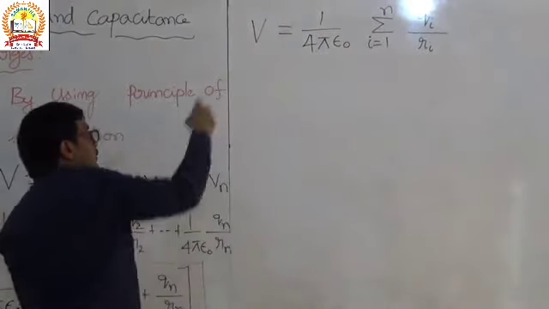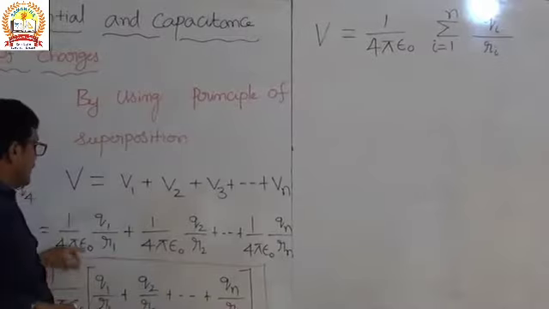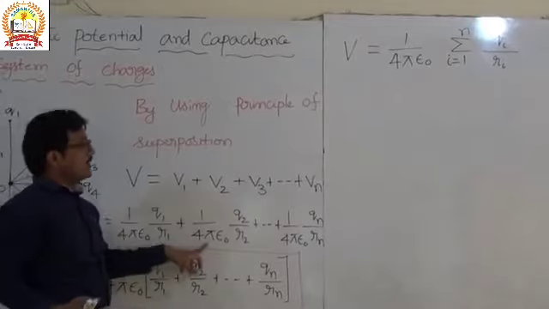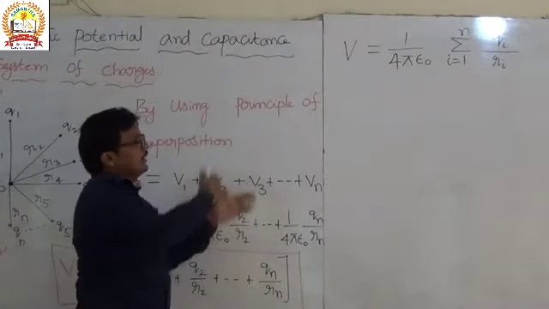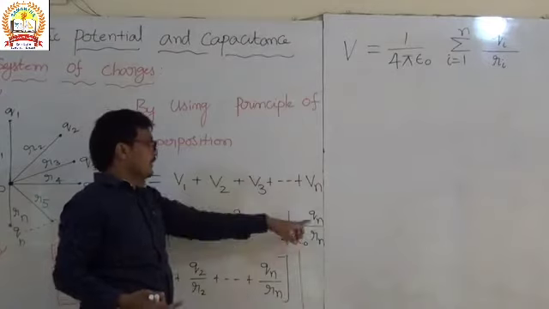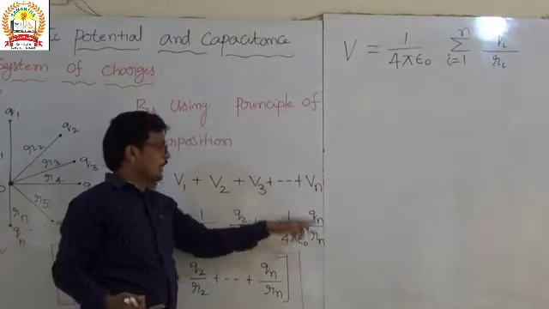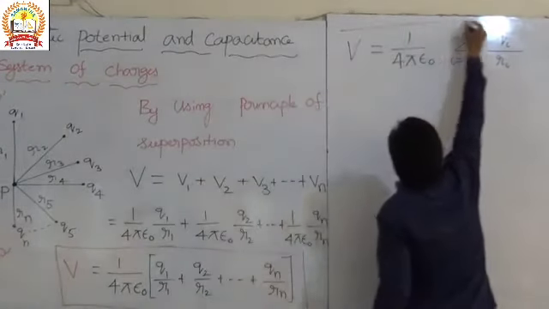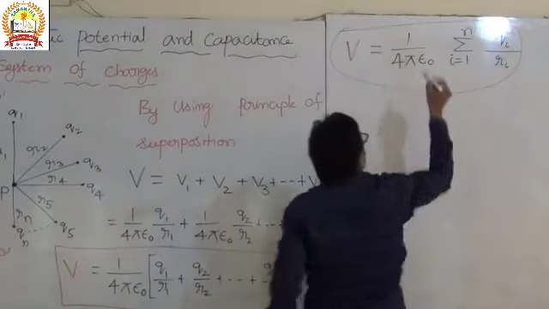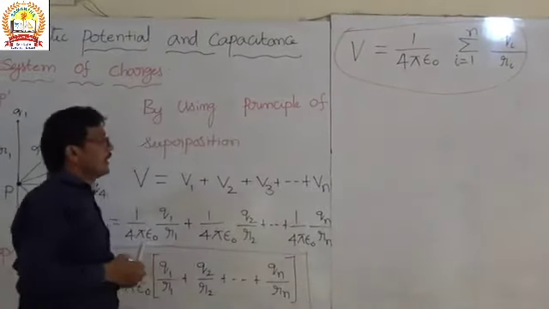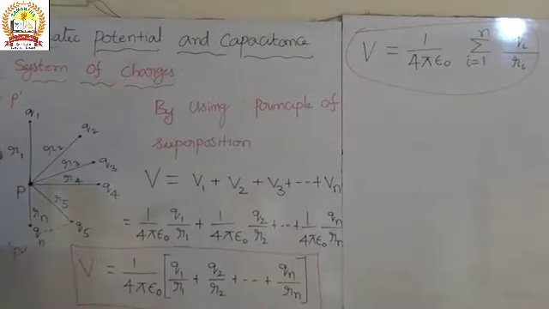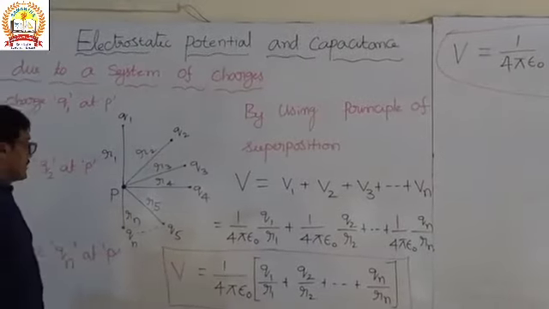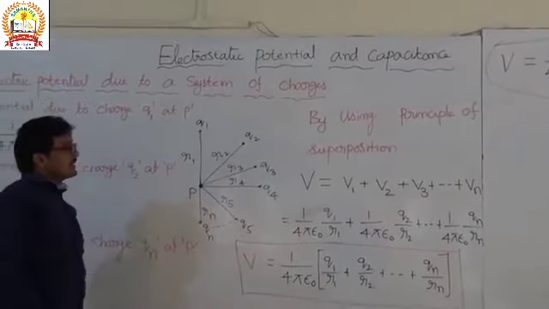When you take i equal to 1, you get 1 by 4 pi epsilon naught Q1 by R1, plus 1 by 4 pi epsilon naught Q2 by R2, and so on. If you take i equal to n, then 1 by 4 pi epsilon naught Qn by Rn. This is the general form of the potential due to a system of charges: 1 by 4 pi epsilon naught, sum from i equals 1 to n of Qi by Ri. And from this we can give some important points regarding the potential due to the system of charges.